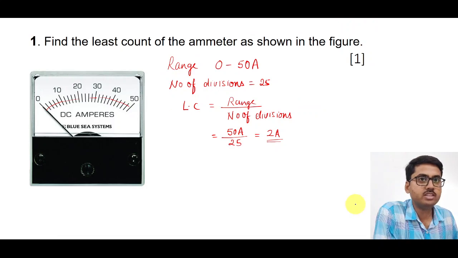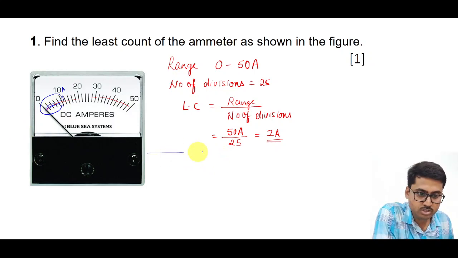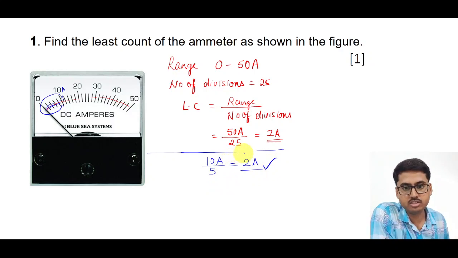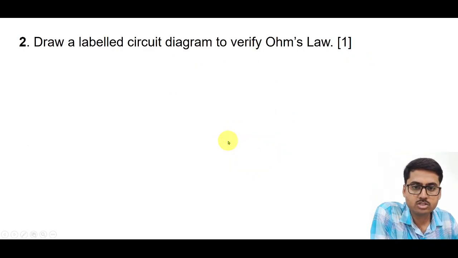You can do this particular question in a different way. If you don't want to take the entire range and want to solve only for 0 to 10, you can see that in 0 to 10 amperes there are 1, 2, 3, 4, 5 divisions, which means that 10 ampere is divided into 5 equal parts. So each division measures 2 ampere, and this is the least count of the ammeter in the question. I hope it is clear. Now let's move to the next question.